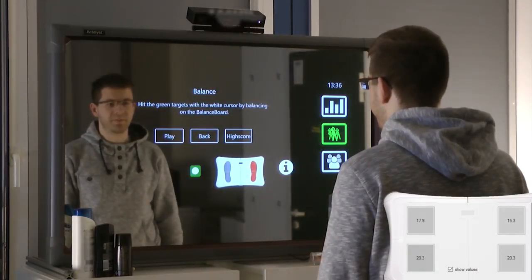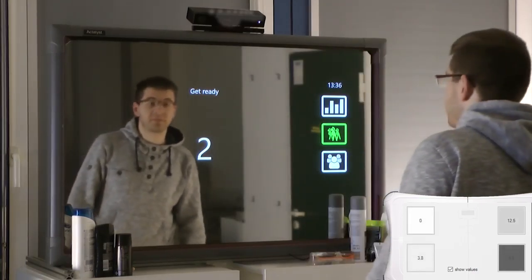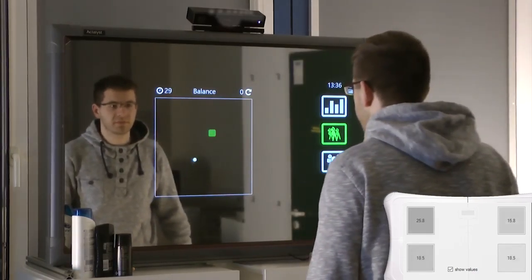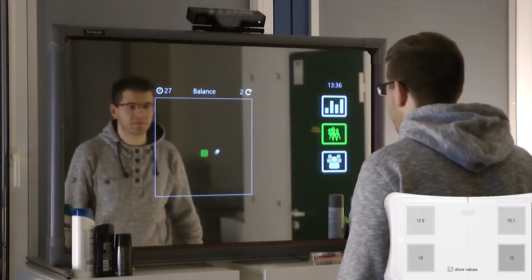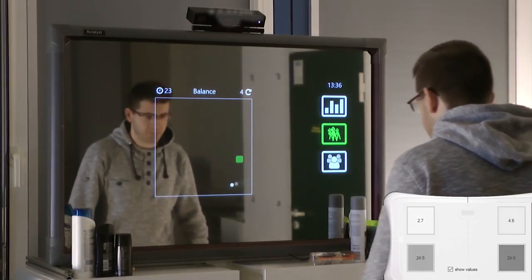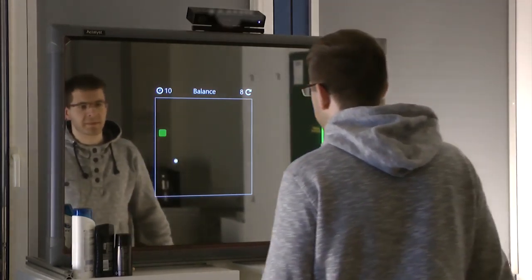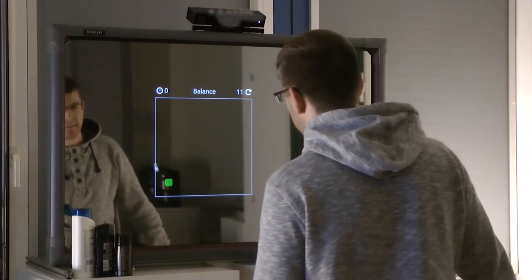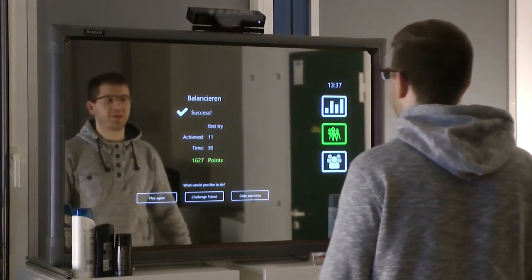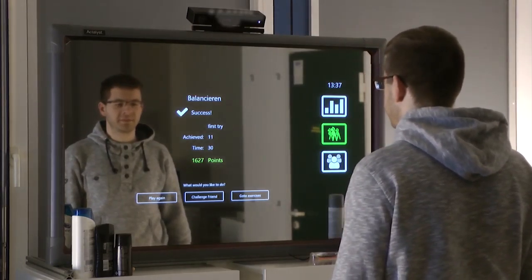Now that he's motivated, he decides to do another exercise. He goes for balancing. For this exercise, the balance board comes into play. A green target must be hit with a cursor, which is controlled by shifting his weight. The next time, the system will suggest a higher target score, based on his previous high score.